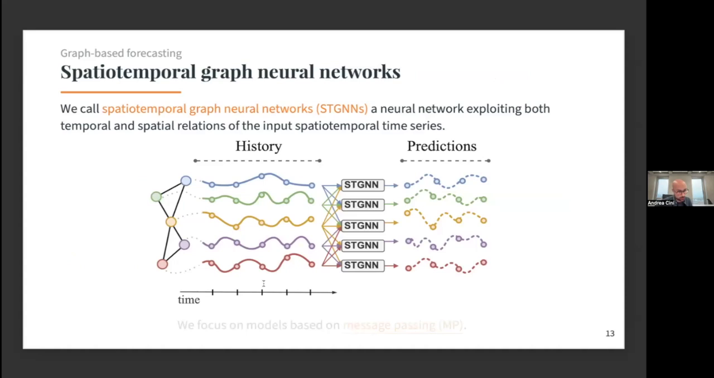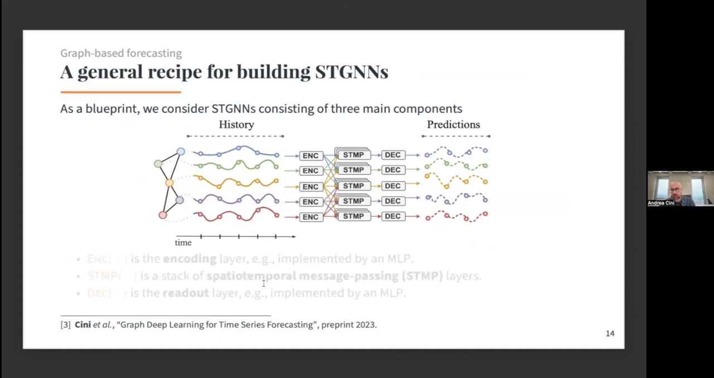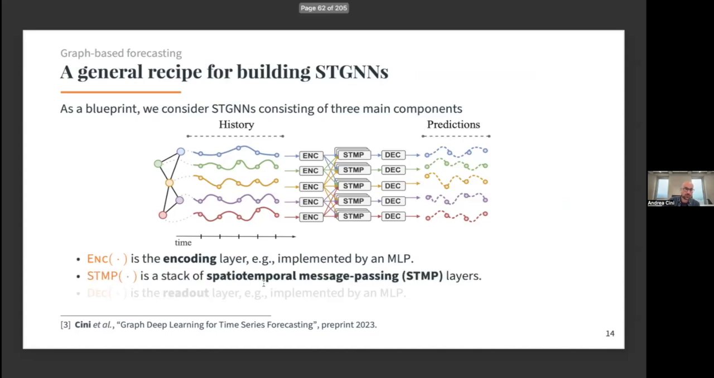We usually call the architectures used to carry out this forecasting spatiotemporal graph neural networks, and we will focus on those based on message passing. In particular, we consider this template architecture where we have an encoding layer, which is used to do a first encoding of observations across the time series collection at each time step, followed by a stack of spatiotemporal message passing layers, which are the layers where the propagation through time and space happens in the network. The representation extracted by these layers can then be mapped to predictions by using a decoder layer, which is basically a readout.